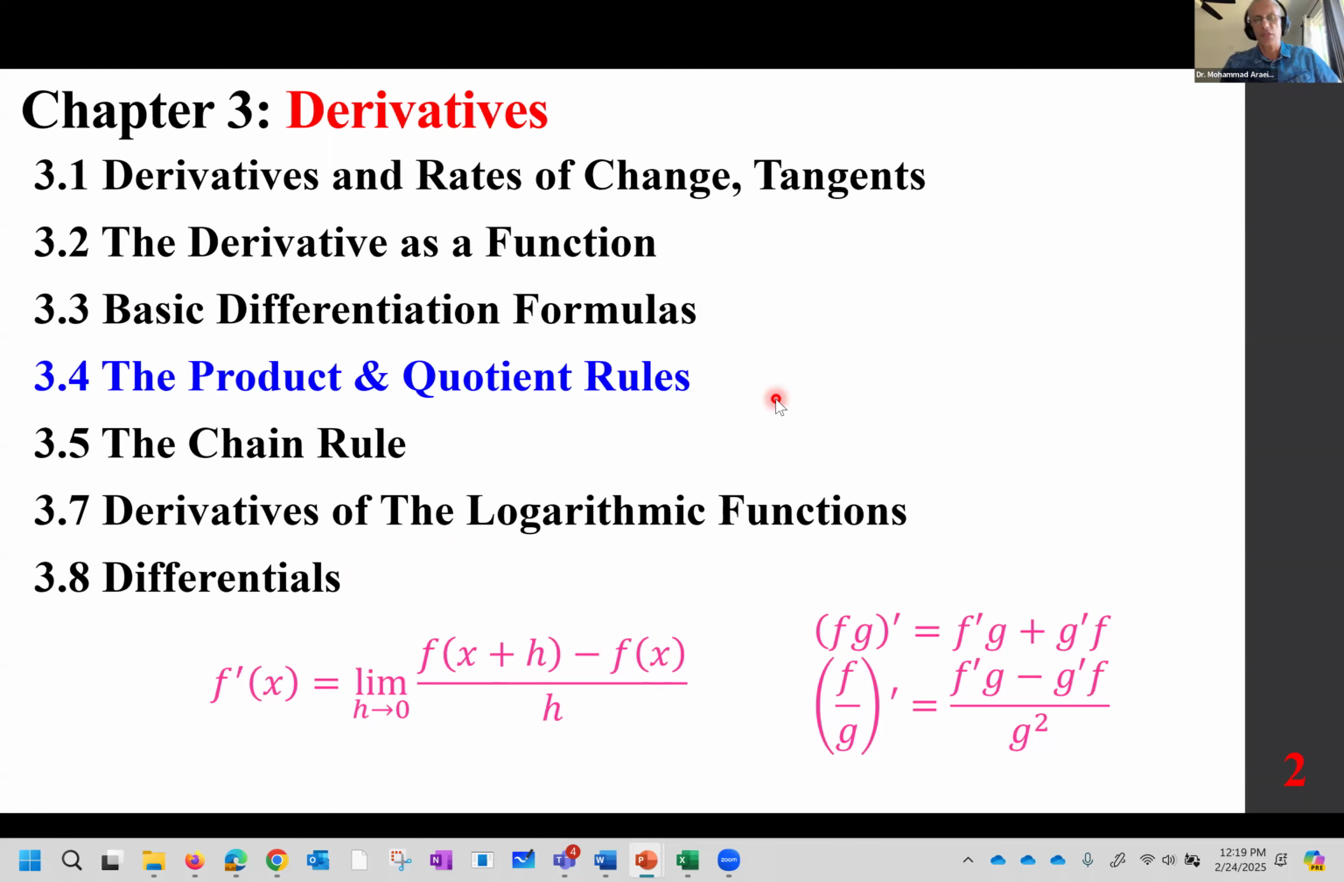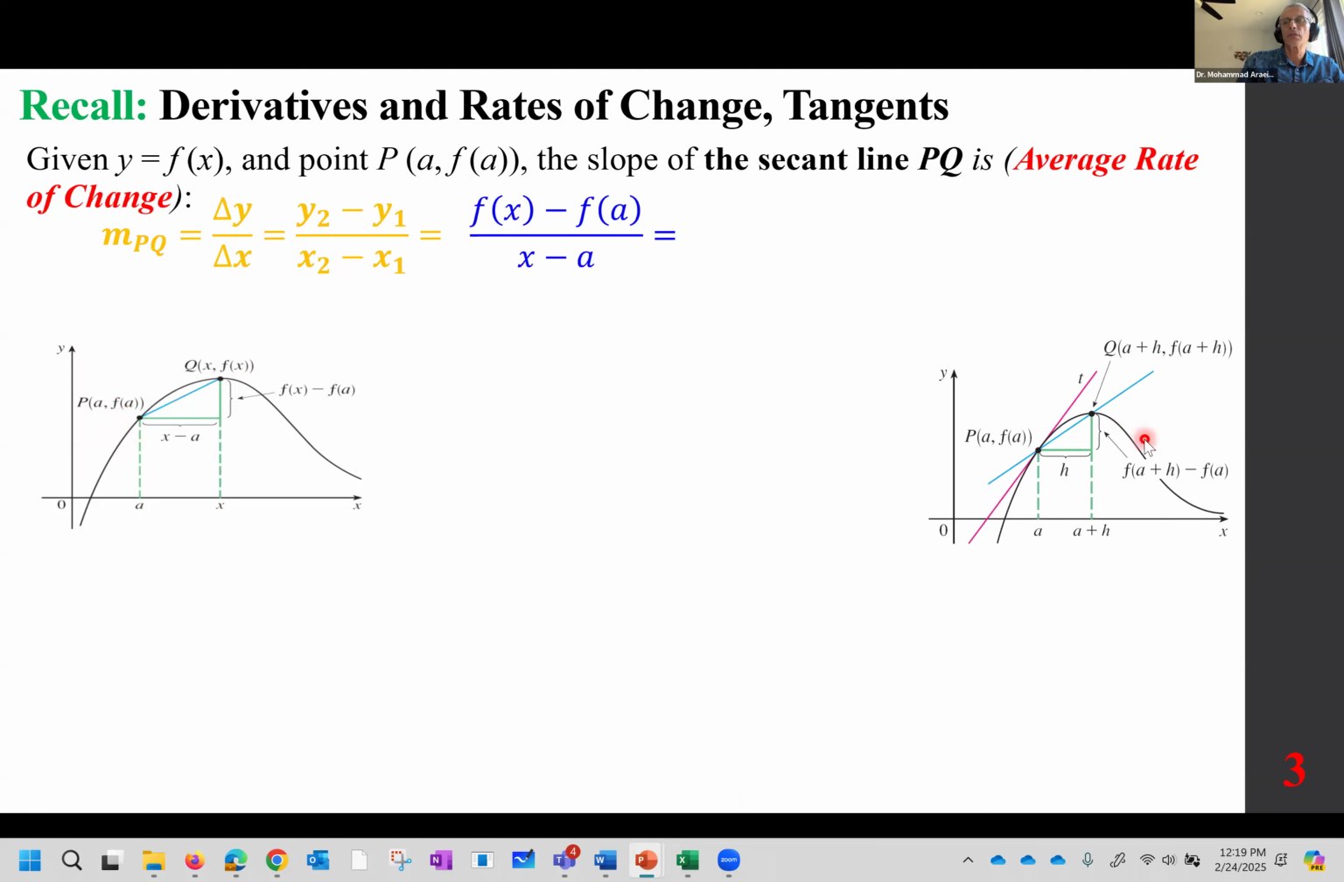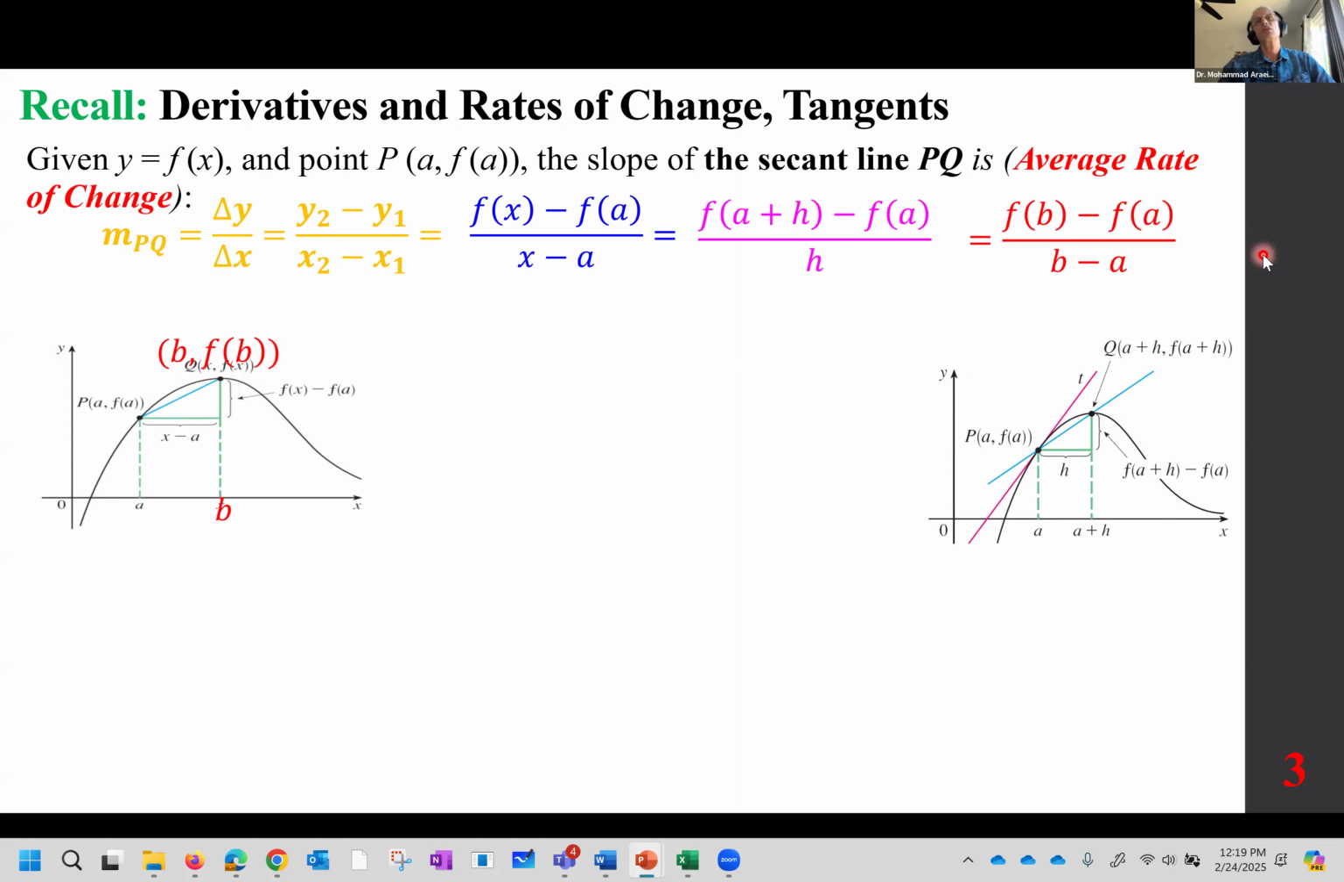the definition. And so, reminding everybody of rise over run, delta y over delta x in various formats: y sub 2 minus y sub 1 over x sub 2 minus x sub 1, or f of x minus f of a over x minus a. In this case, f of a plus h minus f of a over h, or f of b minus f of a over b minus a.